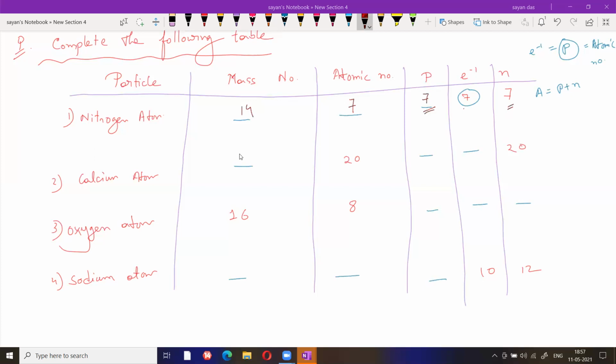What is the value for the second one, for calcium? Look, the atomic number is given, 20. Very good. The mass number is 40. This one is 40. And atomic number equals proton number. Proton number equals electron number. Go for oxygen. Solve it.